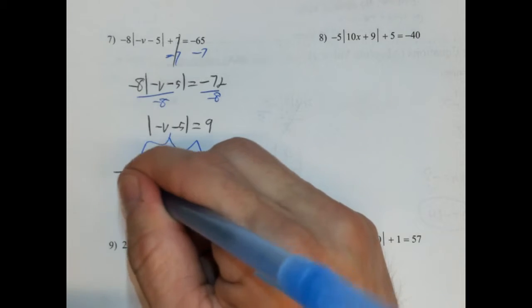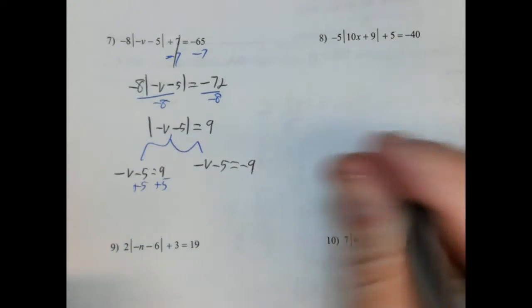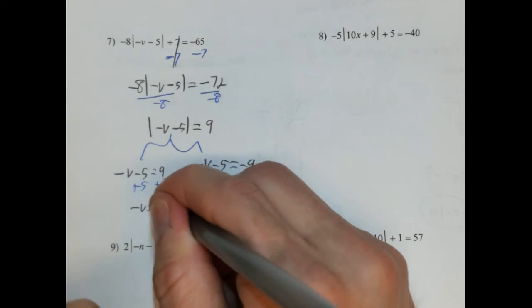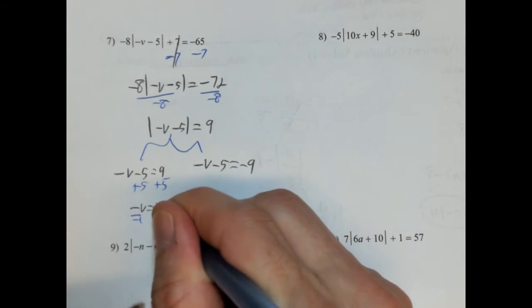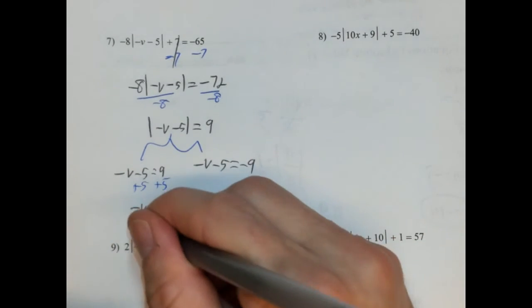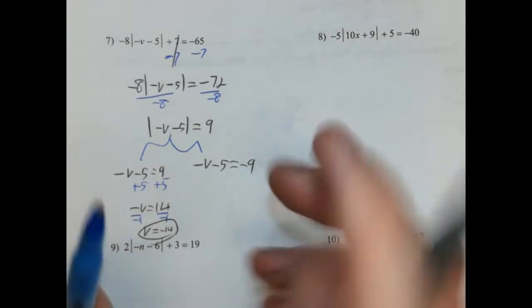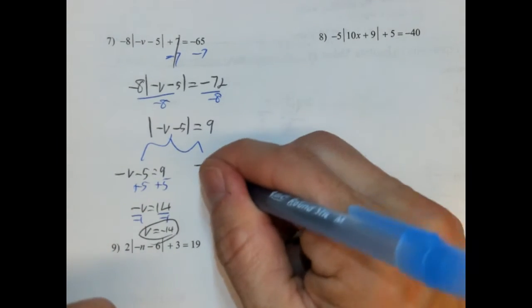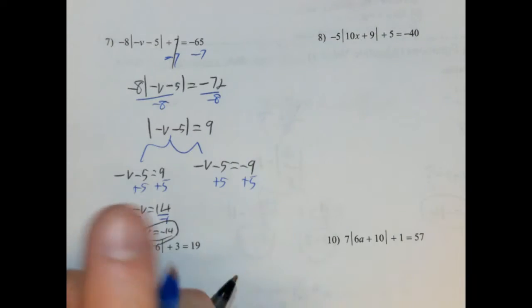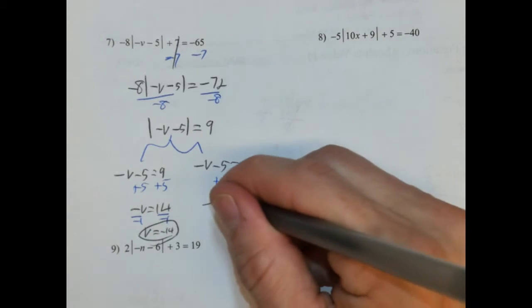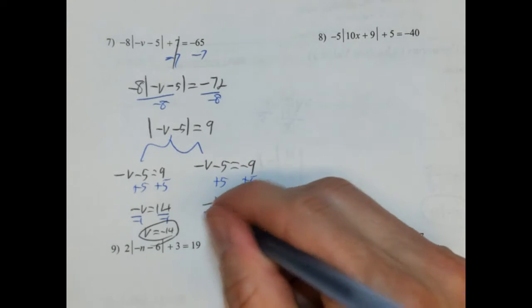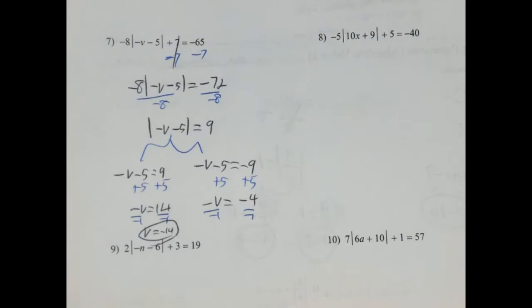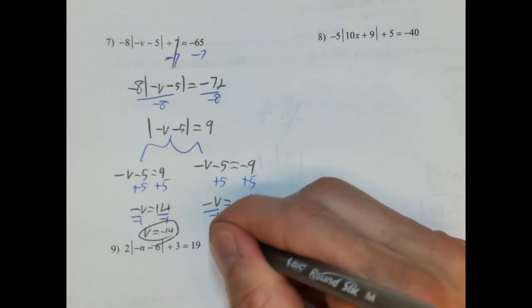So we're going to add 5 to both sides. We're going to get rid of our constant first. We have negative v equals 14, and we divide both sides by negative 1 because negative 1 is our coefficient, and v will be equal to negative 14. Okay. Here we're going to add 5 to both sides. So negative v equals negative 4. We're going to divide both sides by negative 1, and v will be equal to 4.